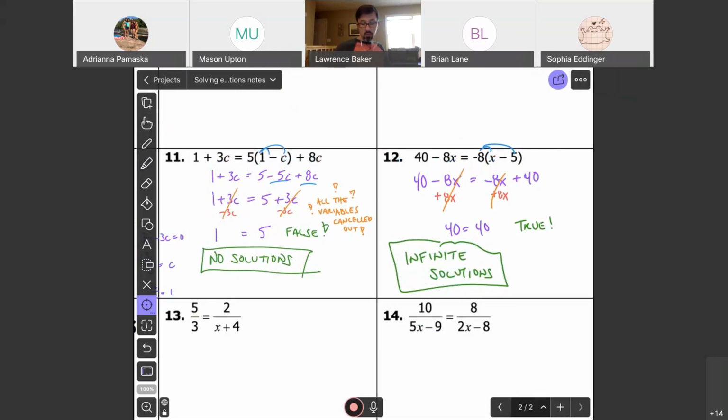And that's any time that you get a true statement. If it's 40 equals 40, if it's 2 equals 2, if it's negative 7 equals negative 7, if it's 0 equals 0, okay? That's the answer. How you interpret that is that there's infinite solutions.